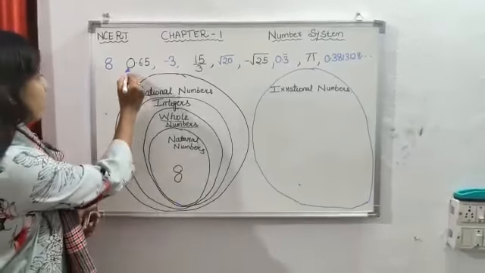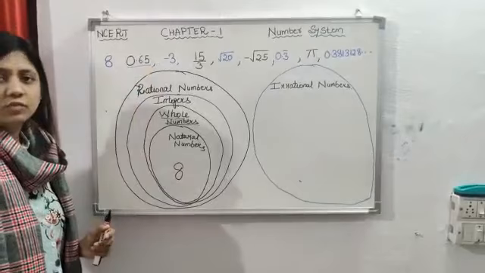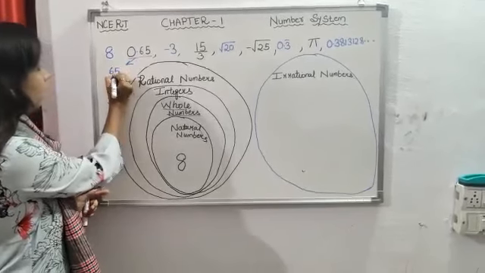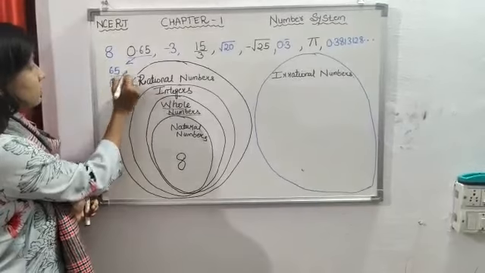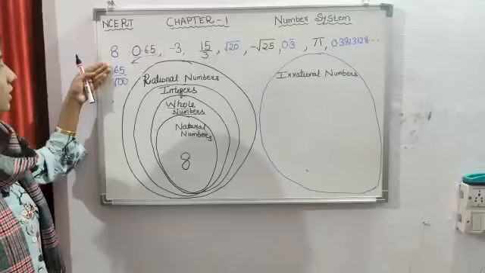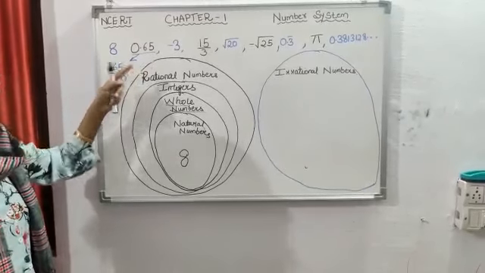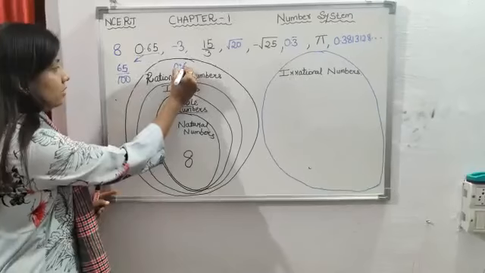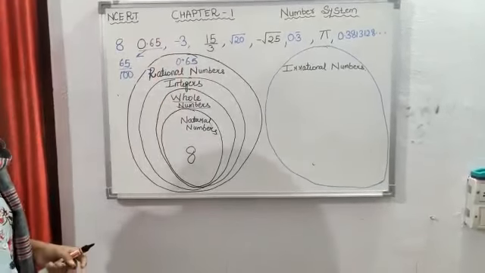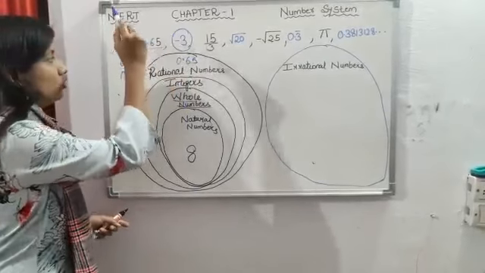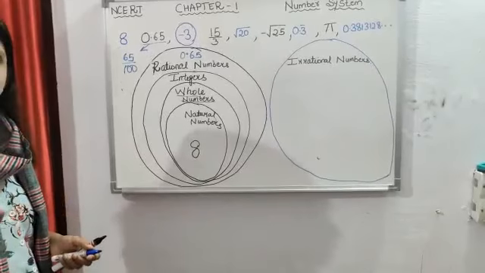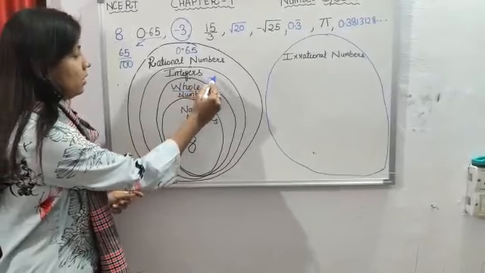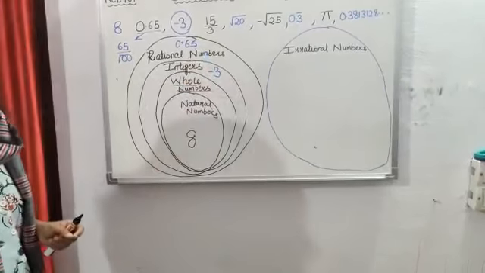Now we are having the second number, that is 0.65. I can write it as 65 upon 100. Since we can write 0.65 in p by q form, this is again a rational number. So I will write 0.65 here. My next number is -3. It is an integer, but which integer? It is a negative integer. A negative integer is not a whole number, so it will come in the circle of integers.